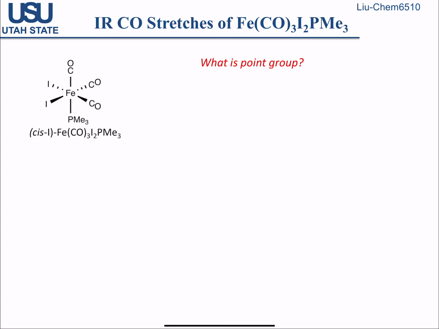All right, let's do another example. So here is the cis iodide tri-iron carbonyl, with the PMe3 ligand trans to one CO. This structure looks a little more complex than the first example, iron dicarbonyl. The same thing: the first step is you need to assign the point group. So what's the point group? If you look at this molecule, you don't have a rotation axis. No rotation.